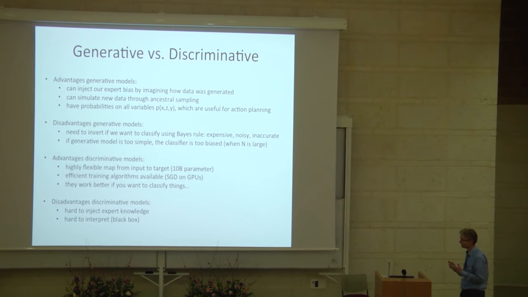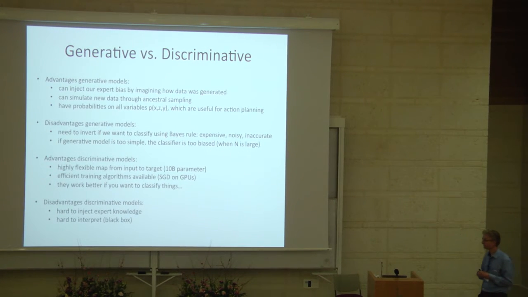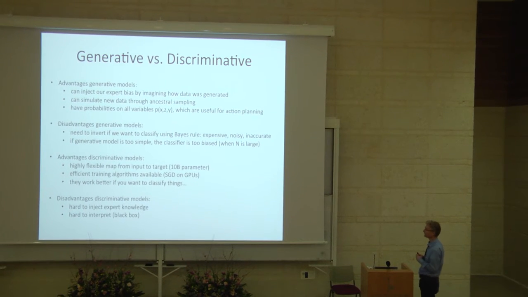As disadvantages, I see it's just hard to inject expert knowledge in these models, and also they are very hard to interpret. It's just a black box. You stick something in, something happens, and something comes out. And since you're not modeling the generative process, you cannot go back in and say, okay, what happened to this particular variable that I actually have an interpretation for?